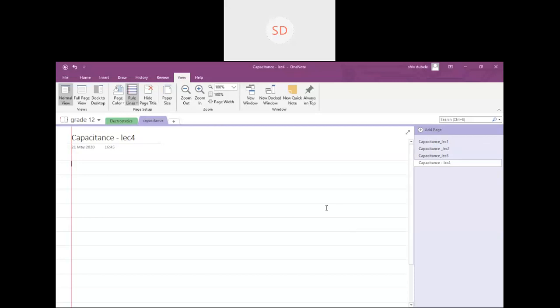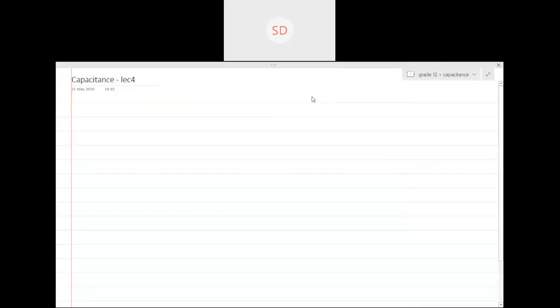So let's start, guys. In the last class, we discussed certain questions on which we were doing the net capacitance thing, right? We were done with net capacitance.